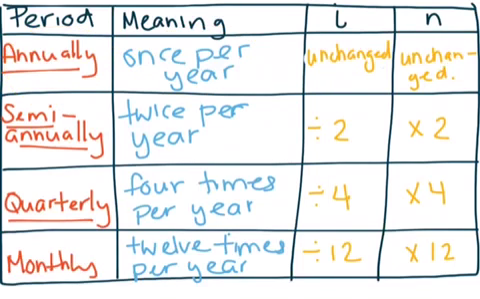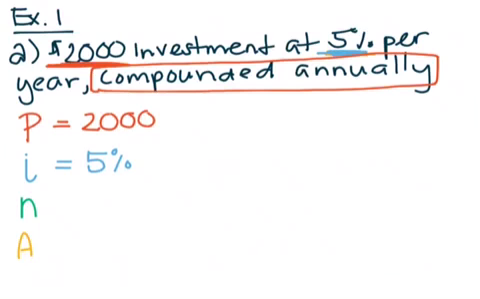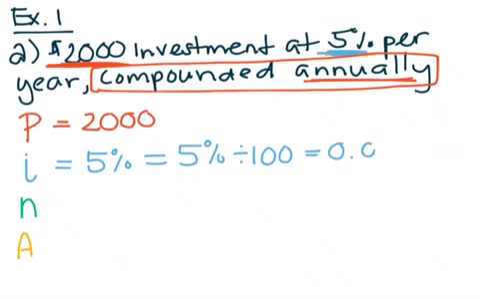So let's go back to our question. Because it's compounded annually, our chart says we're not going to change our interest rate. So we're going to leave it 5%. But we know we have to change that into a decimal. If you remember from lesson 3.1, to change a percentage into a decimal, we, not times, but divide by 100. So you put into your calculator 5 divided by 100. That's just going to equal 0.05.